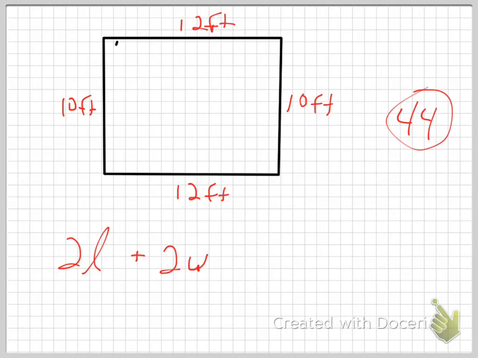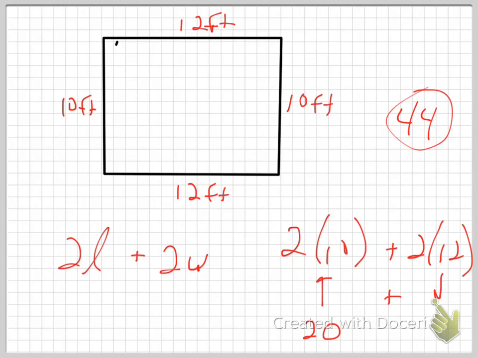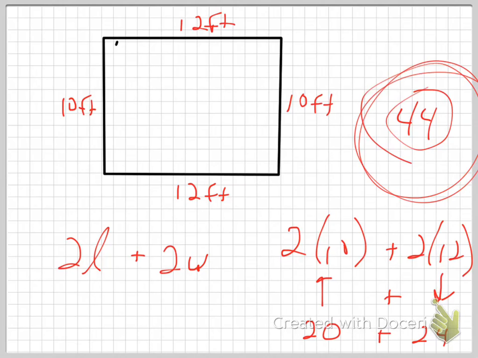If I have 2L plus 2W, that is 2 times the length. We'll say that is 10. 2 times 10 plus 2 times 12. What is 2 times 10? 20. Plus, what is 2 times 12? What is 20 plus 24? Same answer, right? It's just a different way of solving the same problem. One is you add up all the outside edge, no matter what. The other way is to go 2 times the length plus 2 times the width. It will give you the same answer. Agreed?